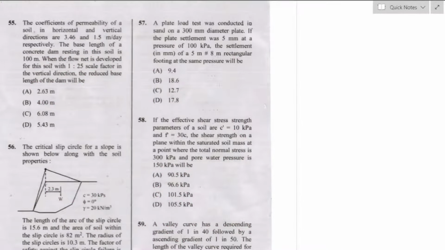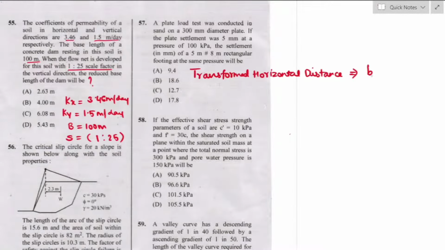Question number 55. The coefficients of permeability of a soil in horizontal and vertical directions are 3.46 and 1.5 meter per day respectively. The base length of the concrete dam resting on the soil is 100 meter. When the flow net is developed for this soil with 1:25 scale factor in the vertical direction, the reduced base length of the dam will be B equal to the square root of the coefficient of permeability along the y direction divided by the coefficient of permeability along the x direction, multiplied by the base length of the concrete dam.